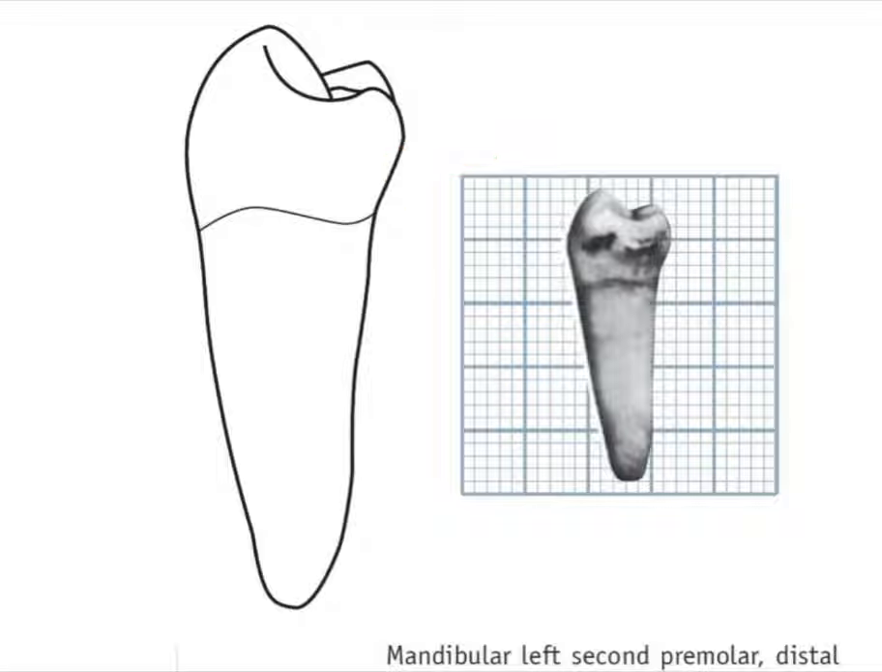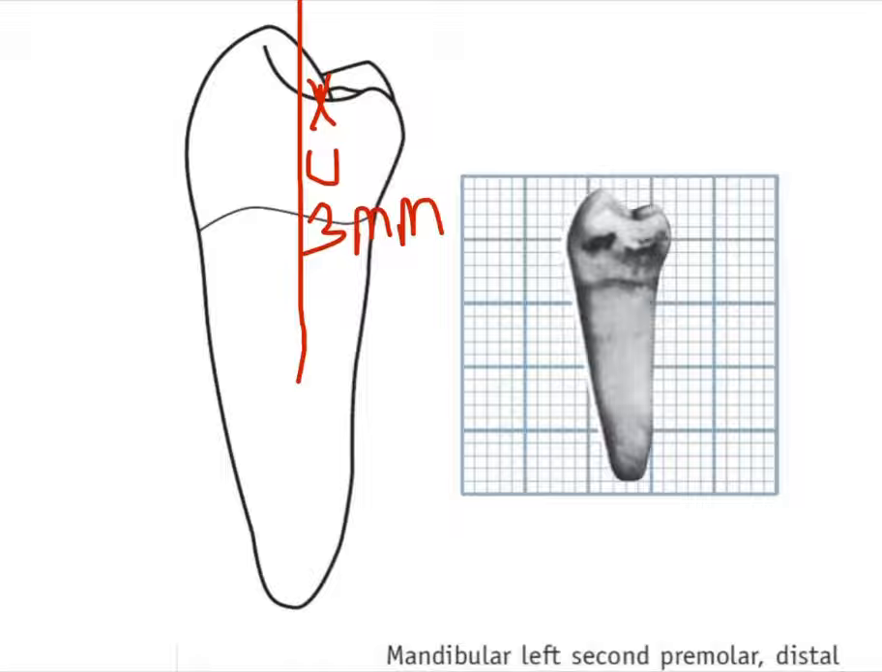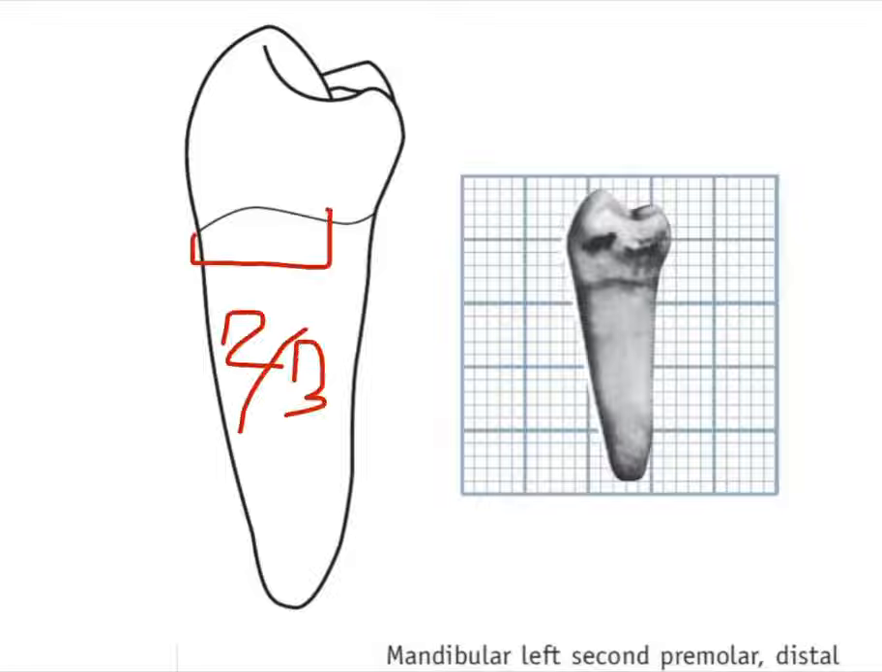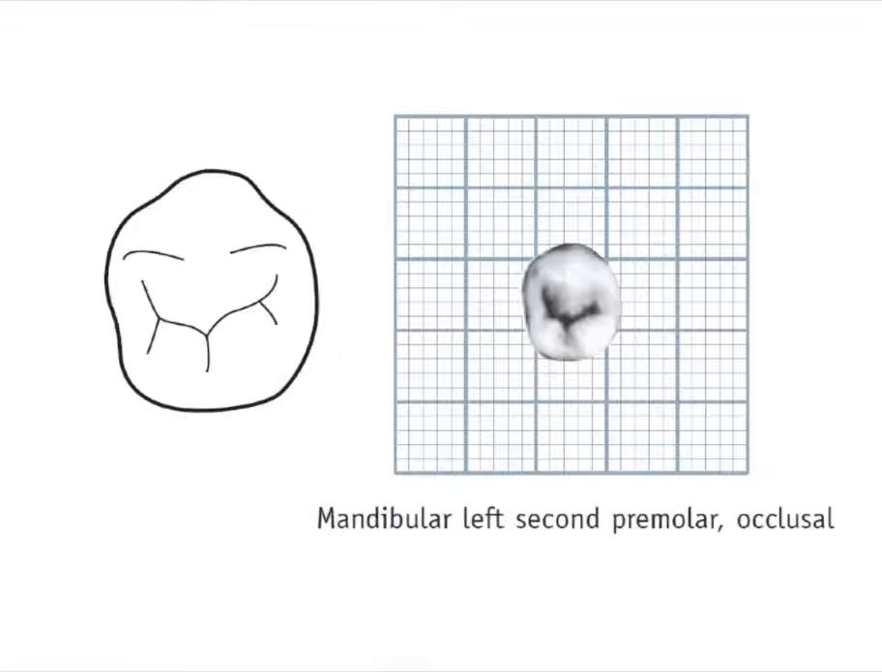The meeting contact of the three cusps together lies almost 3 millimeters lingual to the midline, giving the buccal cusp the most and the largest diameter with 2/3, while 1/3 for the lingual cusps. 1/3 the buccolingual dimension.